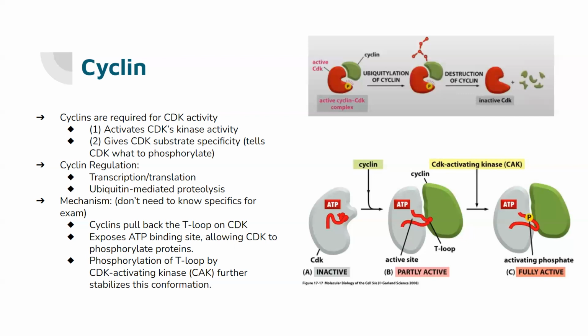So unlike CDK, our methods for regulating cyclin are pretty limited. We have transcription and translation, so we can make more of it when we need more of it, and we have ubiquitin-mediated proteolysis, so when we don't need it, we can degrade it. That's about it in terms of regulation.